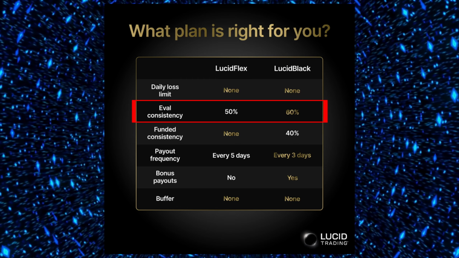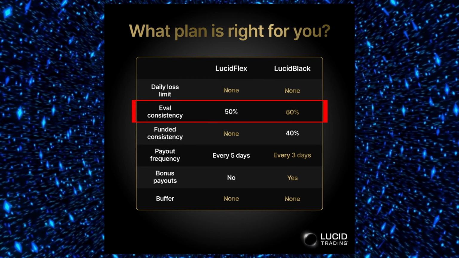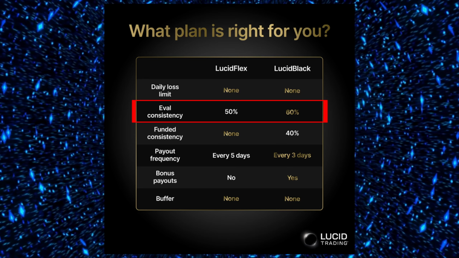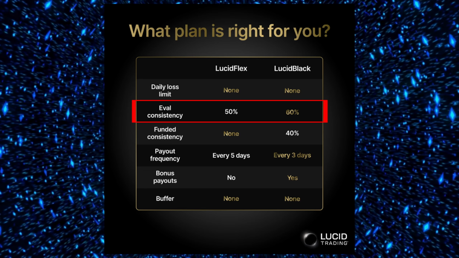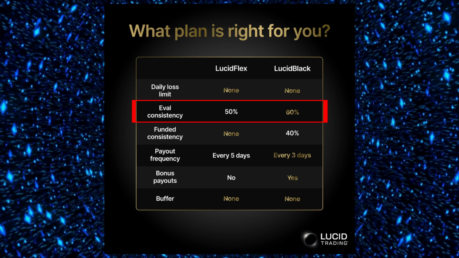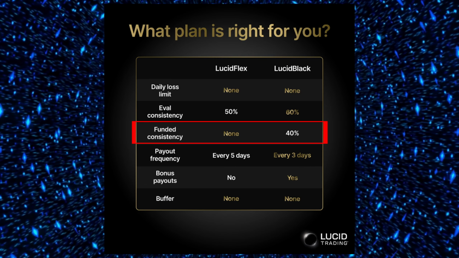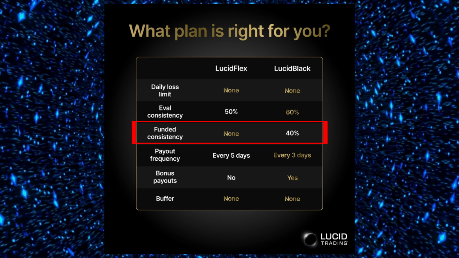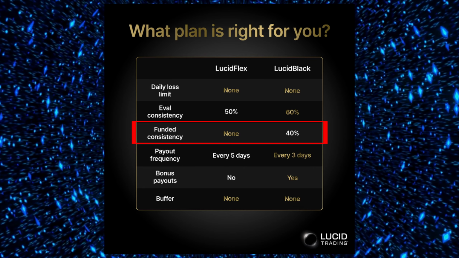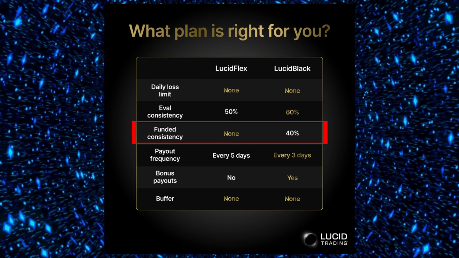Now, the Lucid Black account is replacing the former Pro account, which in that account you could pass in 1 day. But now the quickest we're going to be able to get funded is going to be 2 trading days. Now, funded consistency rule in the Lucid Flex account, there's going to be 0 consistency rule. In the Lucid Black account, there's a 40% consistency rule.